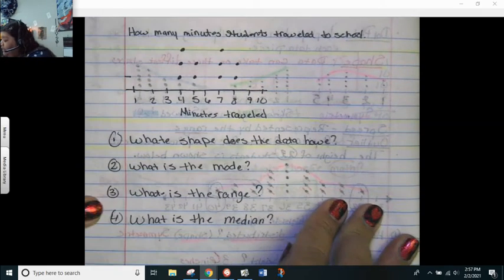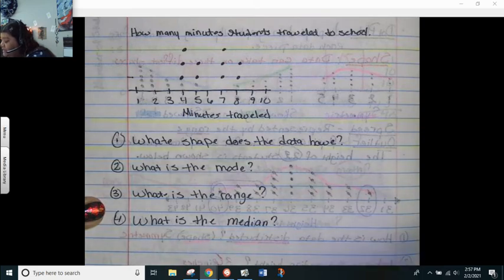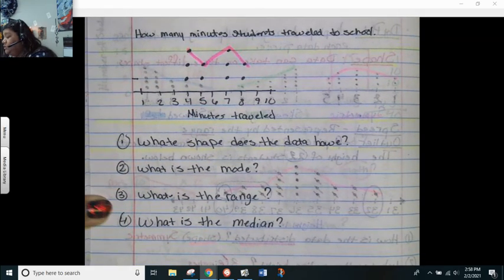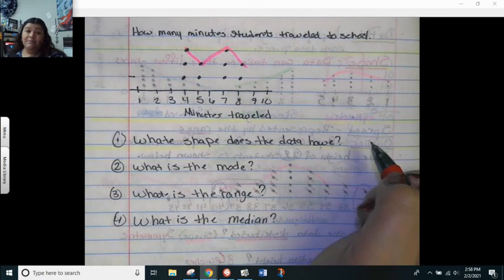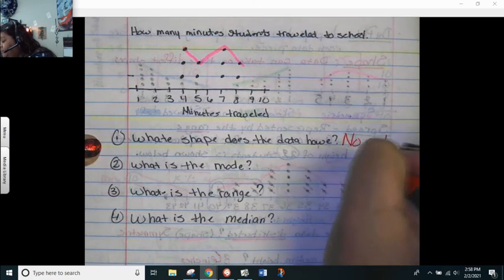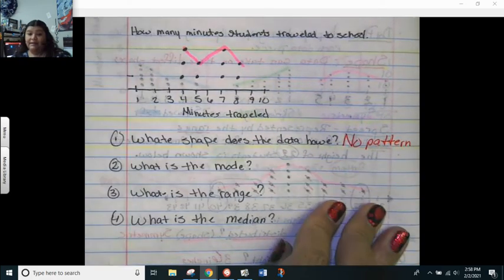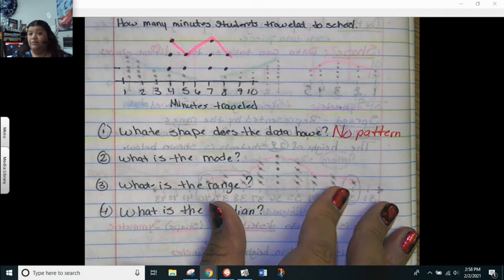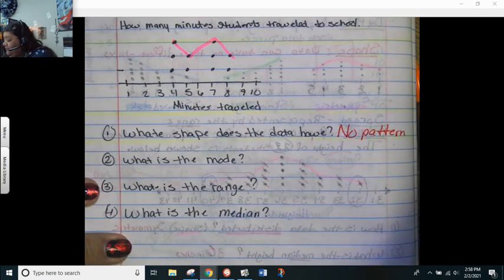Okay, so let's look at the shape. It says, what shape does the data have? So it looks like it goes like this. I don't see skewed right. I don't see skewed left. I don't even see symmetrical. So this has no pattern or no shape. Remember I said at the beginning, you can have skewed right, skewed left, or symmetrical, but you can also have no pattern, no shape. So this is a perfect example. Did y'all get that one? You didn't let it trick you, did you? Okay, so let's see. Next one.